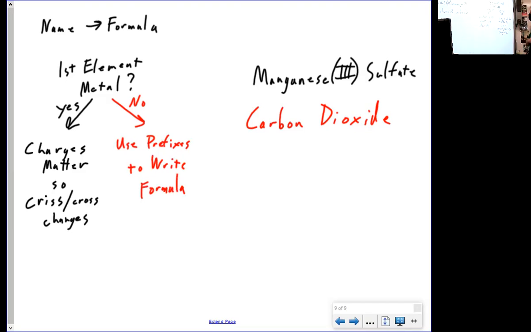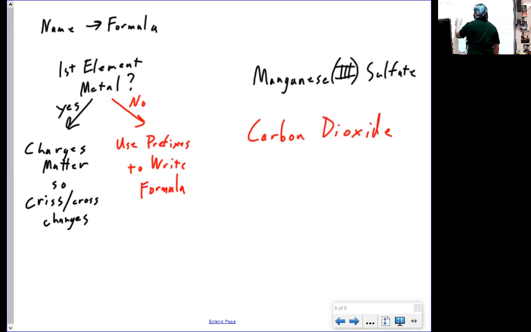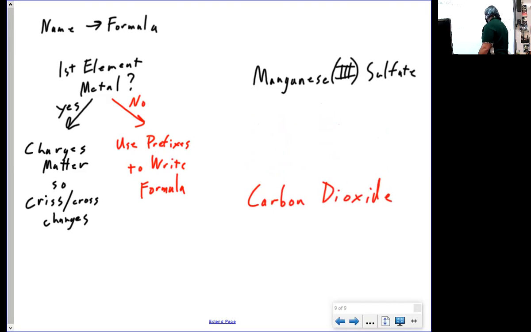All right, so for that top one, my charges matter. Manganese 3 sulfate, okay? Manganese is a metal, but what is it? Symbol Mn. What's the charge? +3. Anytime you have a Roman numeral, you say yes, because that's easy. It gives you the charge. It makes your life easy. Carry on. Manganese 3 sulfate, my charge is +3.